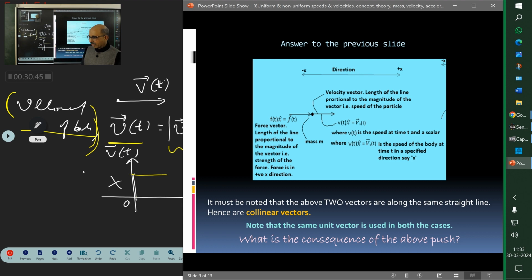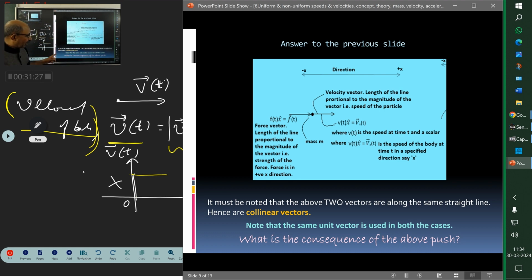Now, look at this. So here you see the velocity vector. Now what am I doing here? I am applying a force vector. The length of the line is proportional to the magnitude of the vector, that is the strength of the force. Force is in the positive x direction. Right? I have applied it. So as a consequence of this, what happened? If I apply force F(t) x cap, what happens? We have to create an acceleration. Yes, we have to create an acceleration vector which is not there. So you applied force instantly. At the next instant, what will happen here?